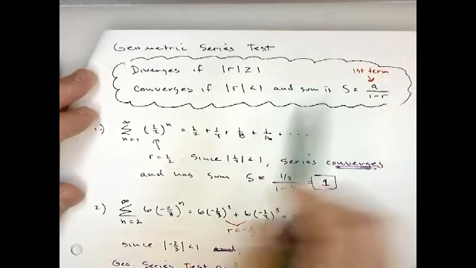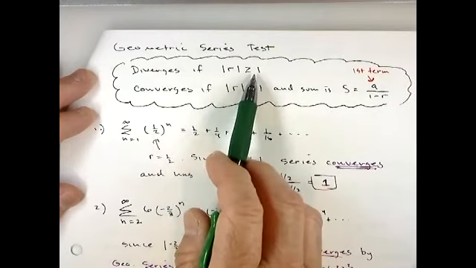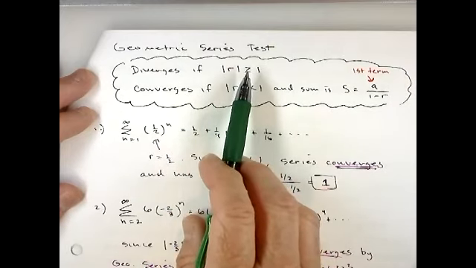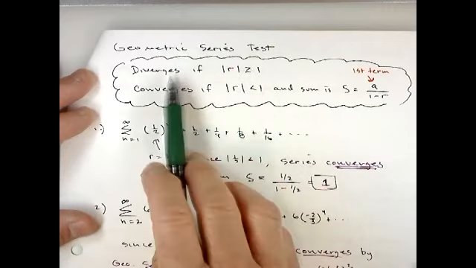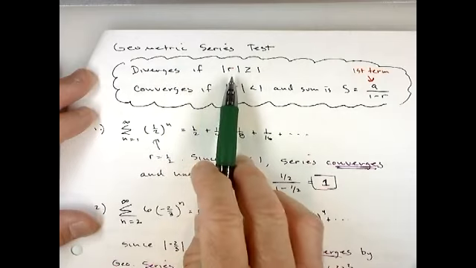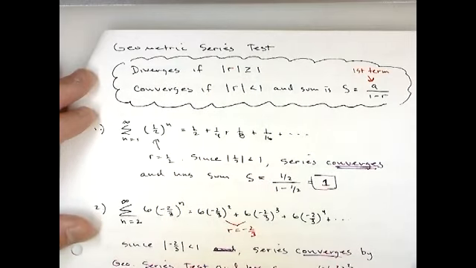What we also know is if the absolute value of r was greater than 1, then that sum would not have converged, right? r would have gone to infinity. So our geometric series will diverge if the absolute value of r is greater than 1.